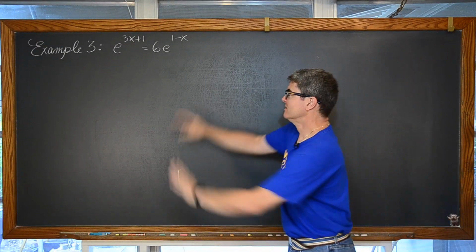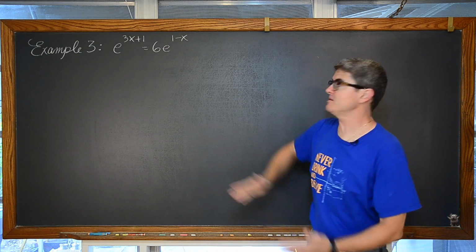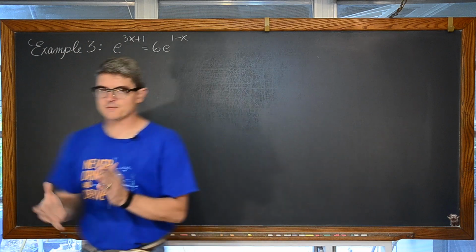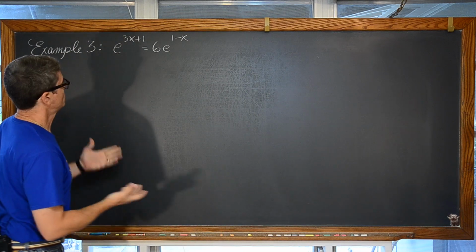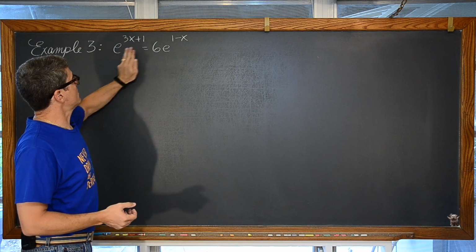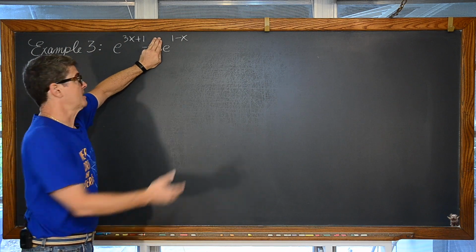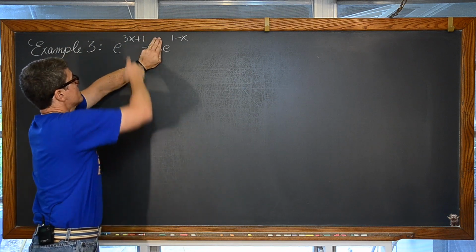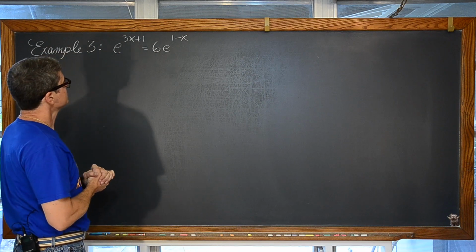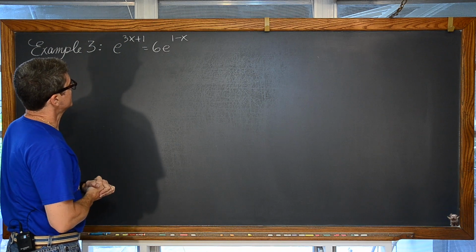And for our last example, we have e to the 3x plus 1 is equal to 6 times e to the 1 minus x. Great. How do we work this out? Well, if the 6 wasn't there, then you could just go, both sides have a base e, so if the bases are the same, the exponents have to be the same, and just write 3x plus 1 equals 1 minus x and solve that linear equation. But there is a 6 there, so what do you do?